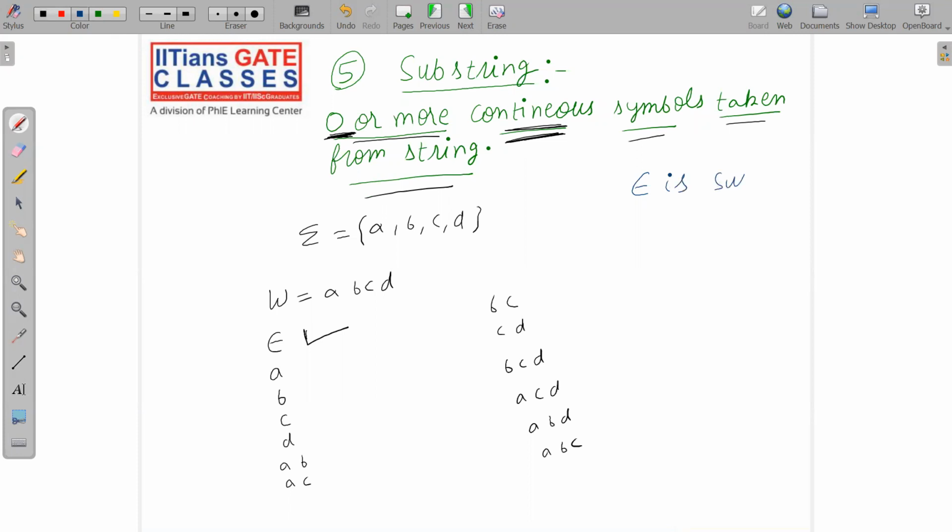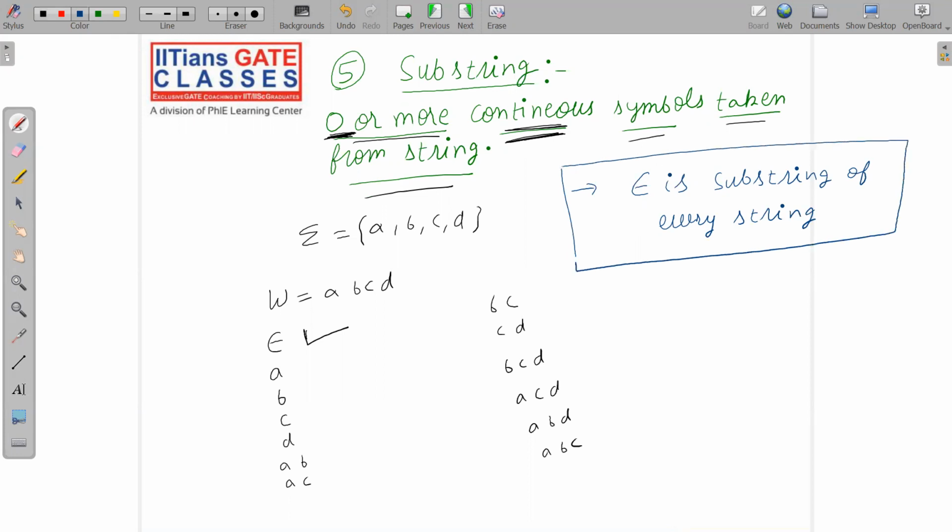Null is a substring of every string. Whatever string you take, null will be a substring of it. Always remember this, it is a very, very important point. It will confuse you.